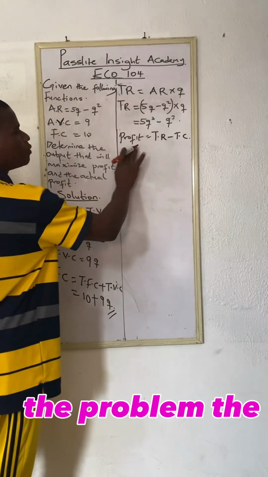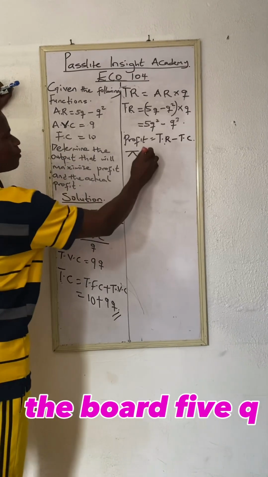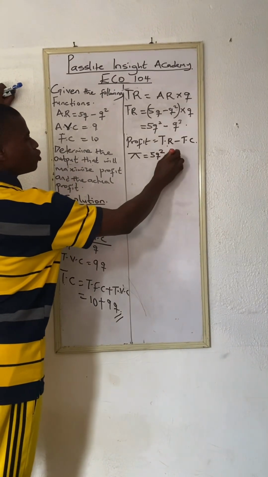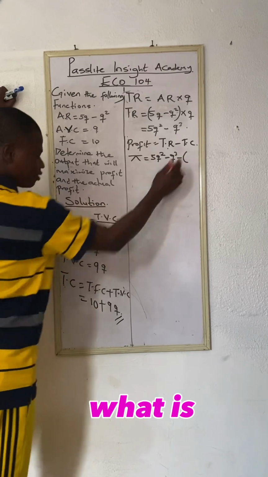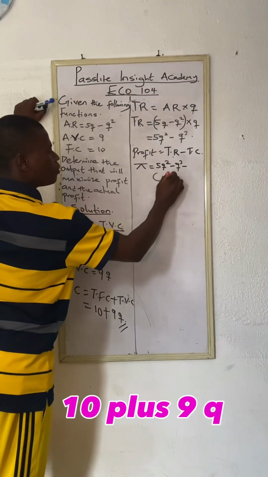So let's look for the profit, the symbol for the profit. So what is your profit now? Your total revenue on the board, 5Q squared minus Q raised to power 3, minus what is your TC? 10 plus 9Q. Let me just write it down. 10 plus 9Q.